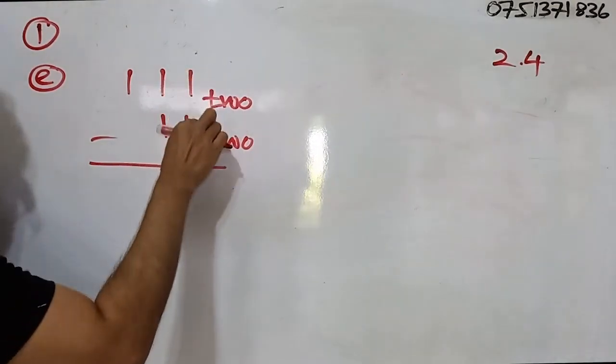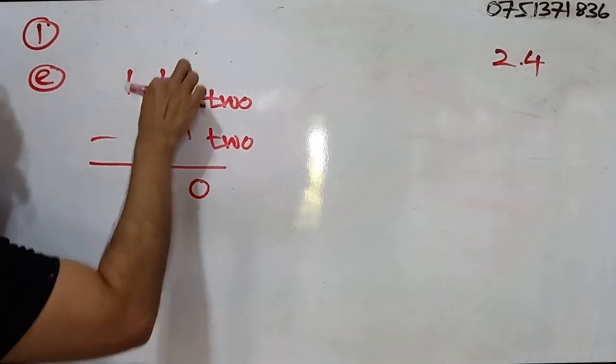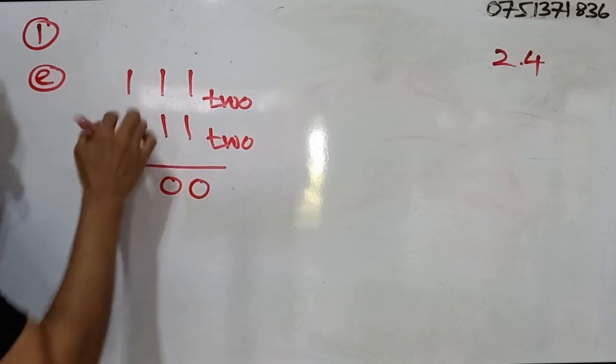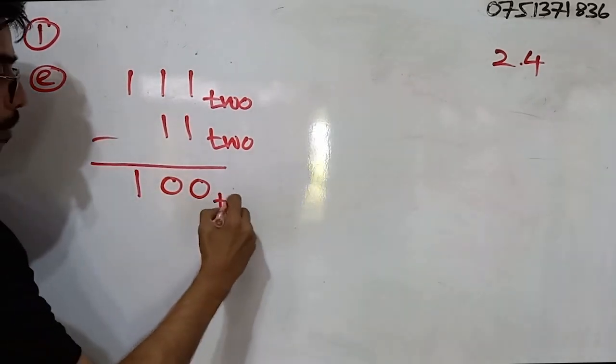So we have been given these two numbers to subtract. Right? So 1 minus 1, that's a 0. Again 1 minus 1, that's a 0. 1 minus 0, that's a 1. So here the base is what? 2.